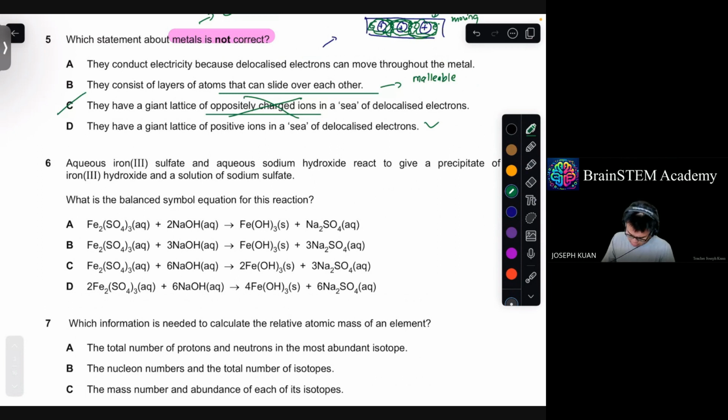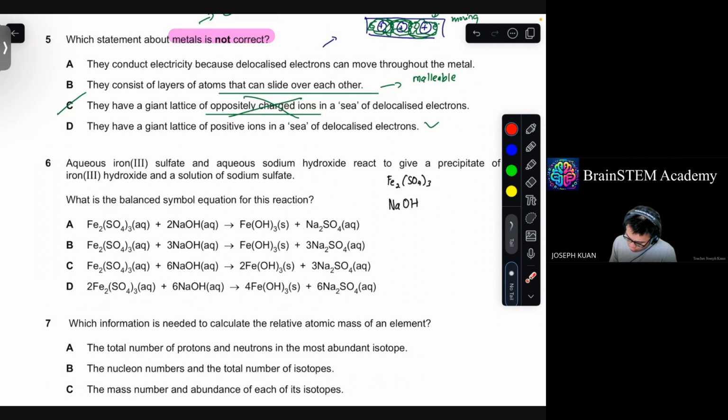Now, let's look at the formula first for each of the chemical compounds present. So iron(III) sulfate is Fe2(SO4)3, which means all of these are correct, right? Have a look at them. All of these are correct. And then for sodium hydroxide, the formula is NaOH. So all of them are correct.